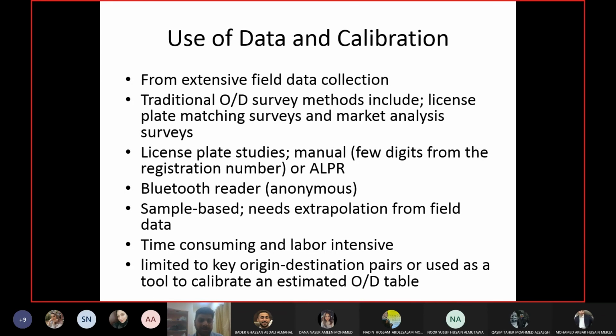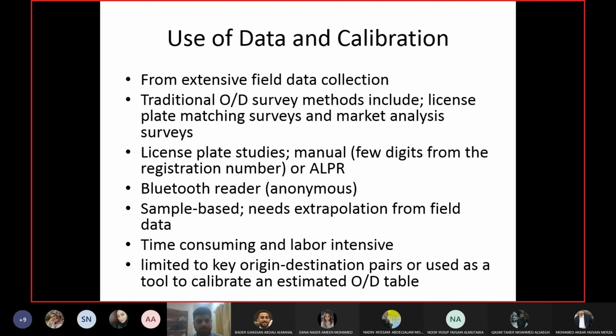In any case, whether you are doing a license plate matching survey, market analysis survey, or Bluetooth reader studies, you cannot get the full data. It will be a sample of data, and then you have to extrapolate using the field studies. So you have to take traffic counts from the field as well for the total number of vehicles entering and exiting the area, and then calibrate your trip table or origin destination matrix. This is exactly what we did in the traffic engineering course, so we will not do it again.